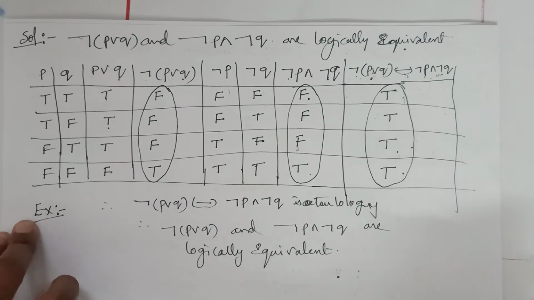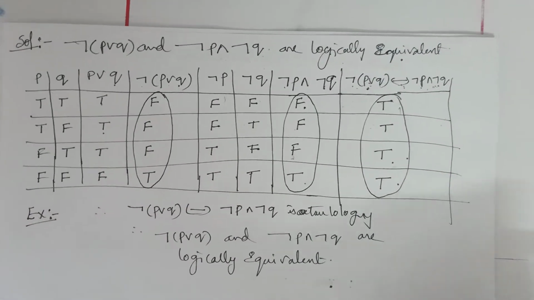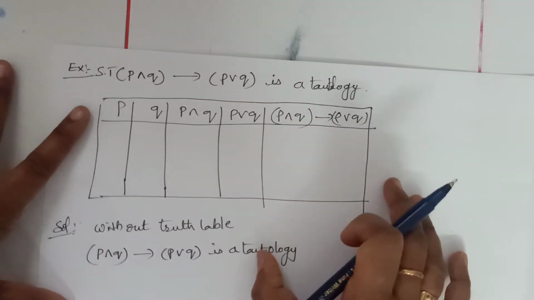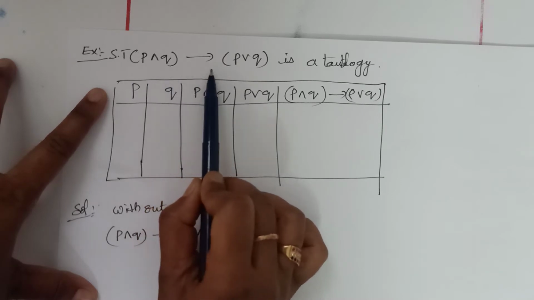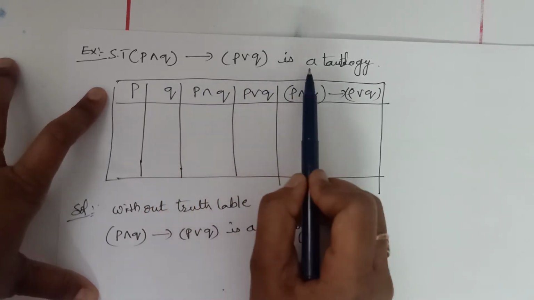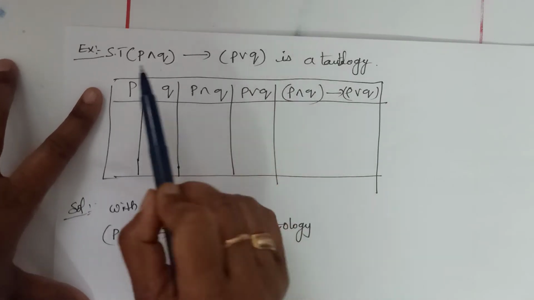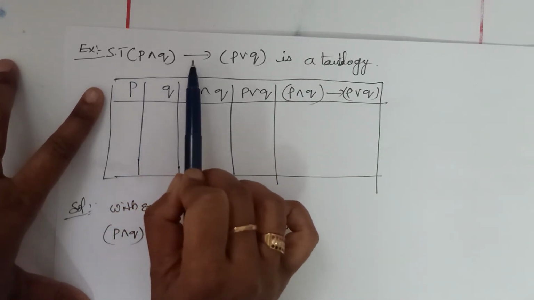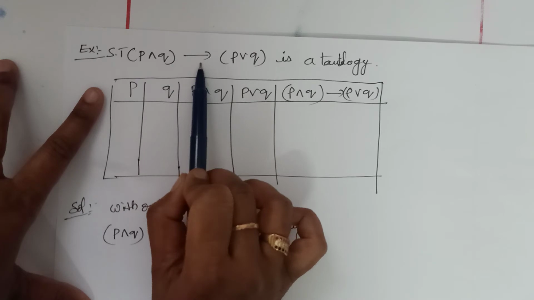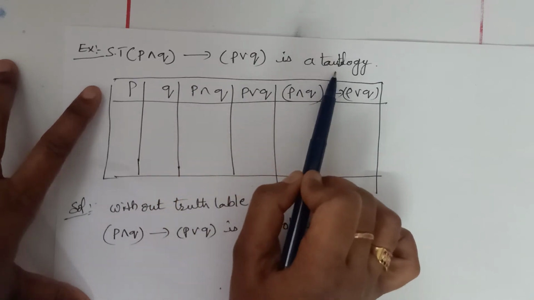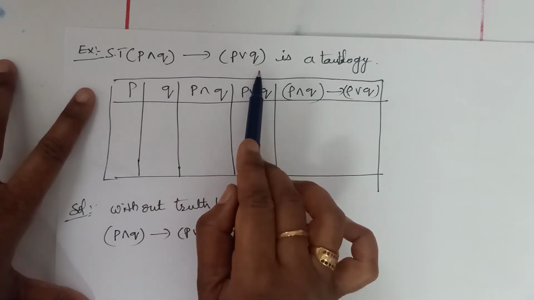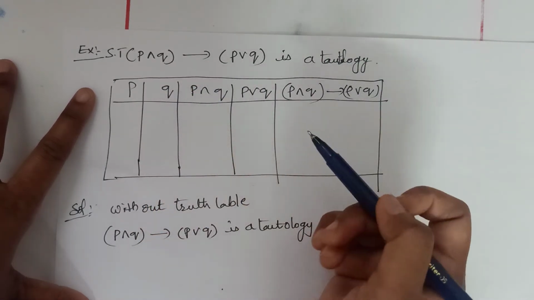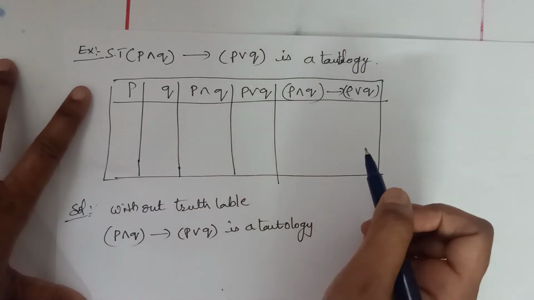Next, we have one more example. Show that P and Q conditional P or Q is a tautology. By constructing the truth table of this statement formula, we can easily check whether this is a tautology or not.